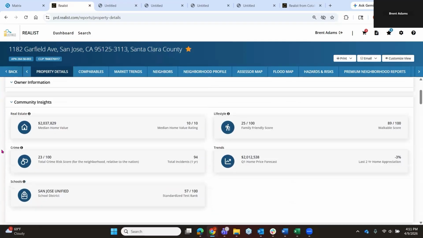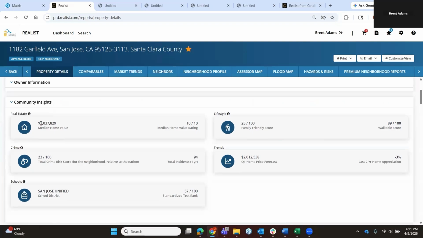So again, we throw a lot of data at you in Realist, but one of the things that we're trying to do now with that data is start to give you more information and more analytics about what's going on with all that data. We don't want you to have to crunch the numbers. We want to show you what's going on in an area.